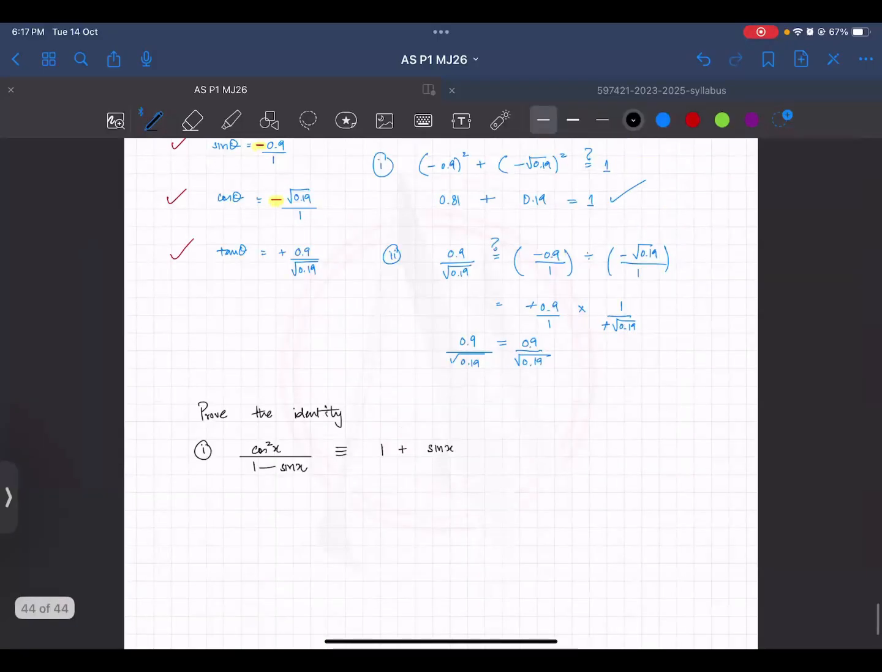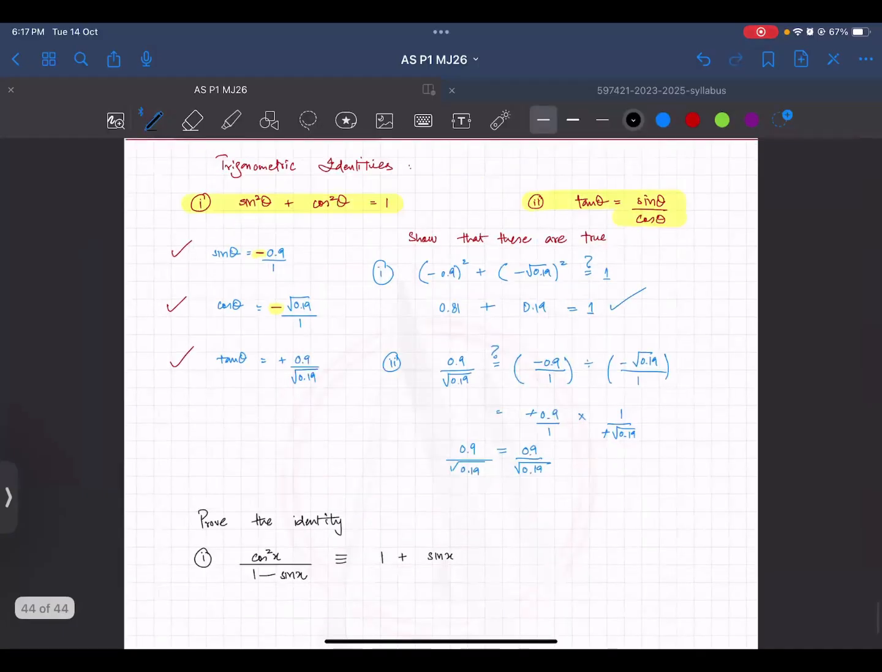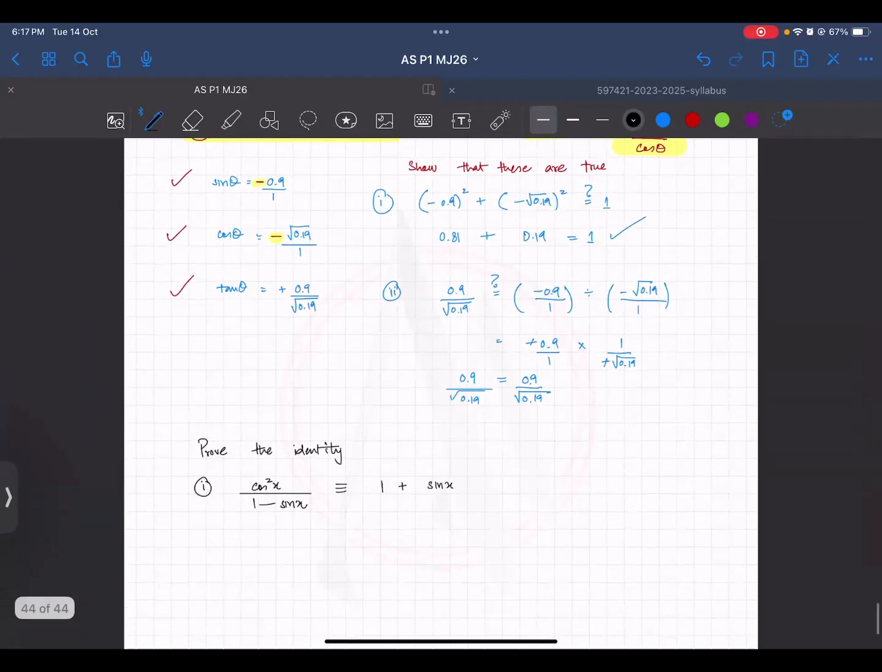This is showing the left side is equal to the right side, using the two identities that we have learned. So we can use the things from above, replace them over here, and see if the left side is equal to the right side.